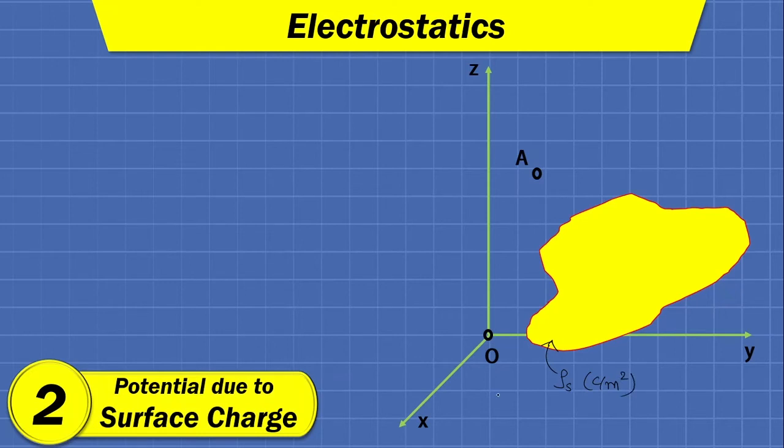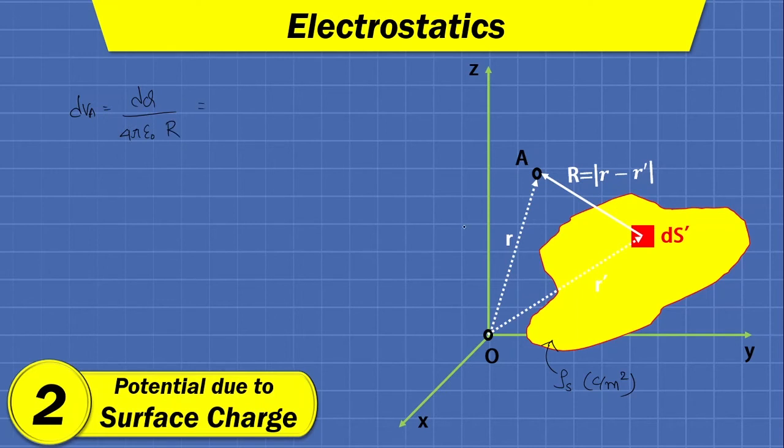So the process is very similar. First we need to consider a differential surface element, then we need to consider the position vectors, then we need to determine the distance between the differential element and the point of interest, and first we will find dVA, which is nothing but dq upon 4 pi epsilon naught into distance r. Here in this case dq will be the rho s.